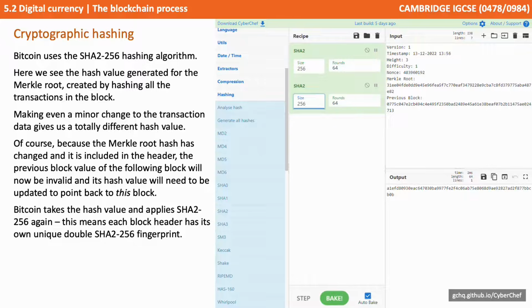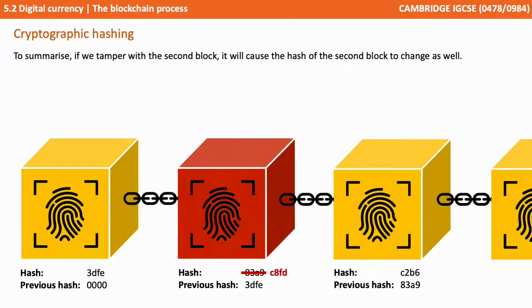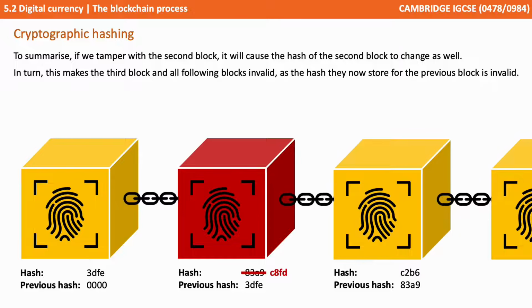Bitcoin actually takes the hash value and then applies SHA-256 again. This means each block header has its own unique double SHA-256 fingerprint. To summarize, if we tamper with the second block, it will cause the hash of the second block to change also. That in turn makes the third block and all following blocks invalid, as the hash they now store for the previous block is invalid.